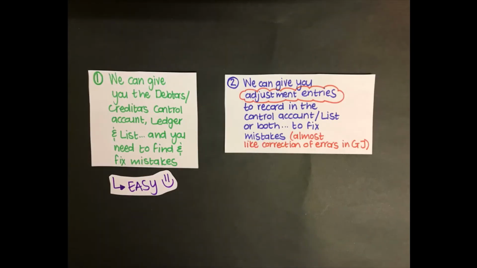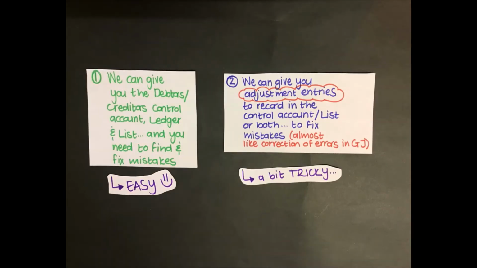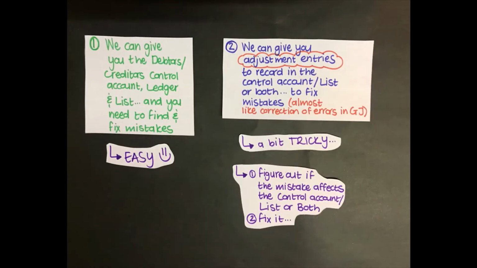The second option is we can give you adjustment entries to record in the control account or in the list or in both the control account and the list. And when you've done all of the adjustments, it would fix the fact that the two are not equal. Okay, so these adjustment entries are almost like correction of errors in the general journal. And this is a little bit tricky because you need to figure out if the mistake affects the control account or the list or both before you can fix it.